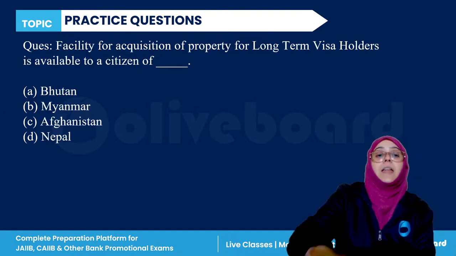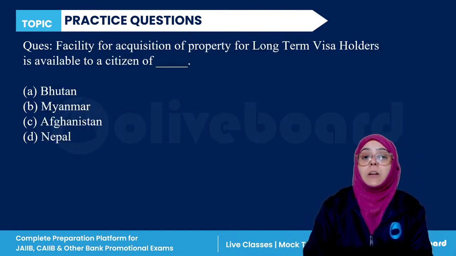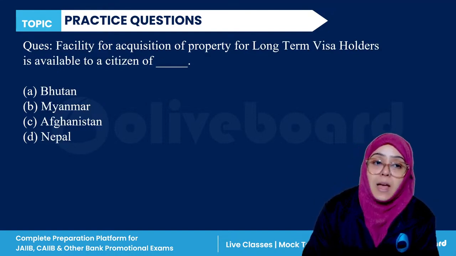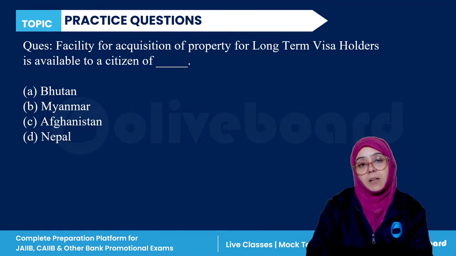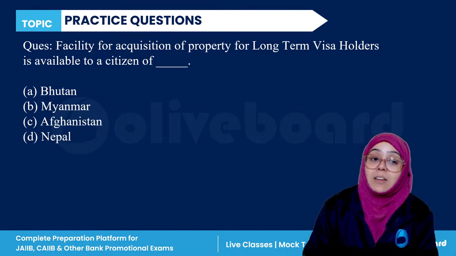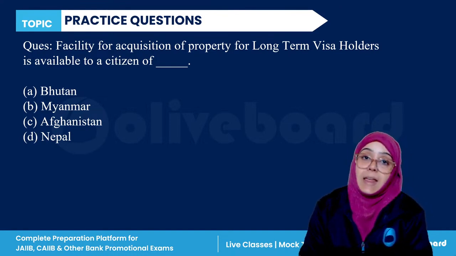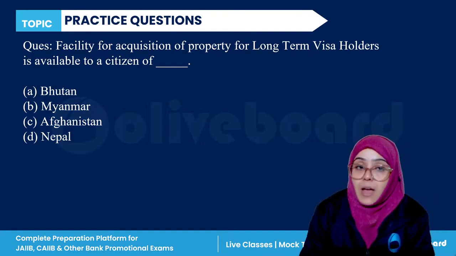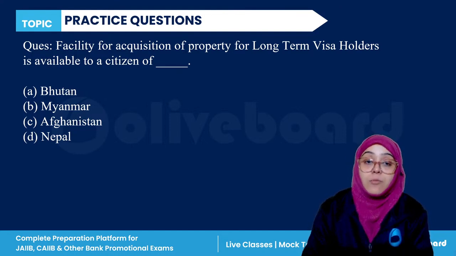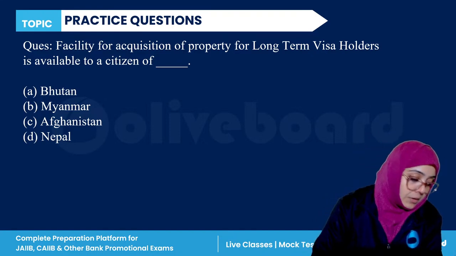Then next question. Facility of acquisition of property for a long-term visa holder is available to citizens of which country? Bhutan, Myanmar, Afghanistan, or Nepal? If you are a long-term visa holder and a citizen of which country, then you are allowed to acquire property in India? If you are a citizen of Bhutan, Myanmar, Afghanistan, or Nepal, and a long-term visa holder, then acquisition of property is allowed for you. Which of these is the correct one here?